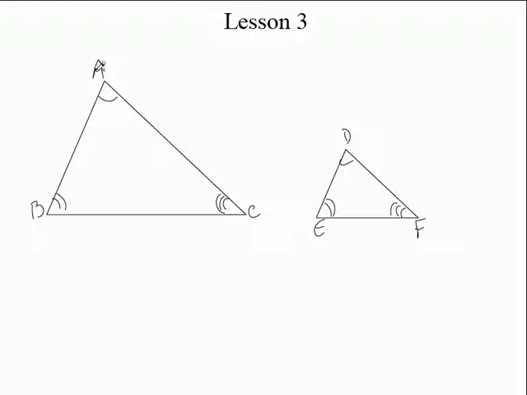All right, so lesson 3. This is like the second part of lesson 3. So I have proportional sides, or actually, let's do this. Let's call this similar triangles. Similar triangles.